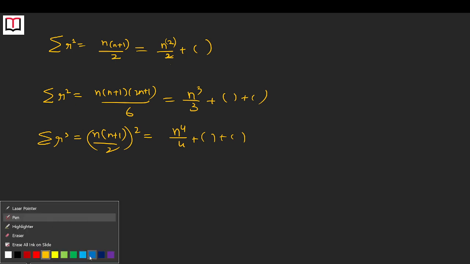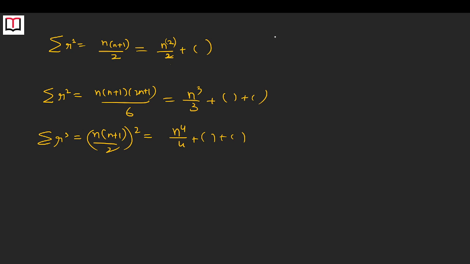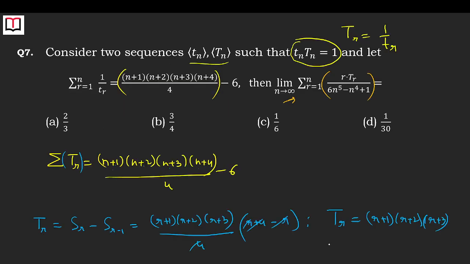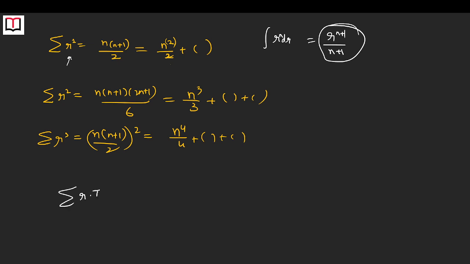Now what I am trying to say is, we can easily compare the summation with the definite integral. Rather, I'm going to compare it with the integral. So we all know the integral of r dr, with r from 0 to n, is n plus 1 upon n plus 1. That's the simple logic here. So r into TR will be a fourth degree polynomial with leading coefficient 1. If we put summation here, summation r into TR will be a fifth degree polynomial, with leading coefficient 1 by 5.